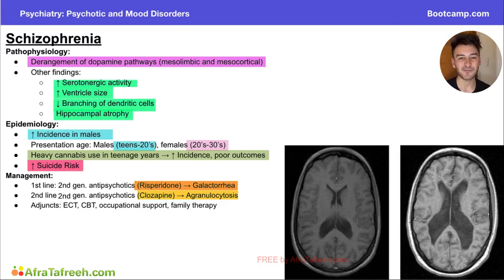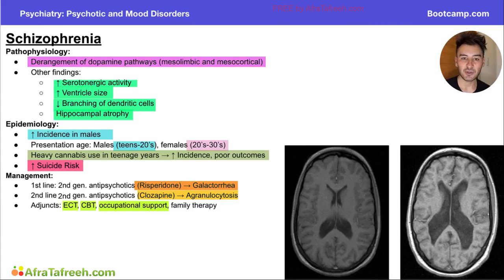Some adjuncts to our pharmacologic therapy are going to be electroconvulsive therapy, also known as ECT. This can really help with symptoms of psychosis as well as refractory depression. This is a really great treatment for patients with coinciding depressive symptoms. We can also use cognitive behavioral therapy as well as occupational support, depending on how able this person is to hold a job. We basically want to make them as functional as possible despite the cognitive decline and some of the positive symptoms that may be interfering with life.